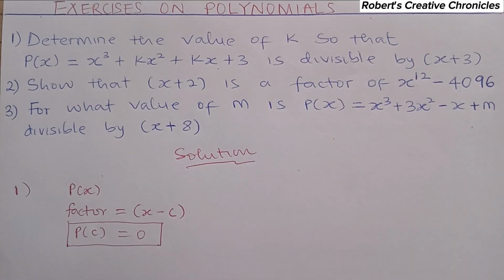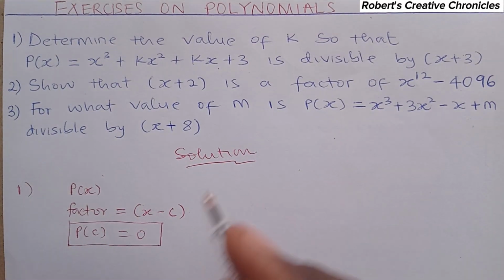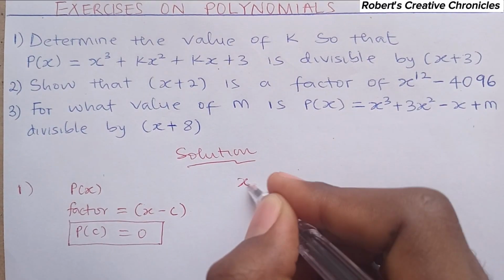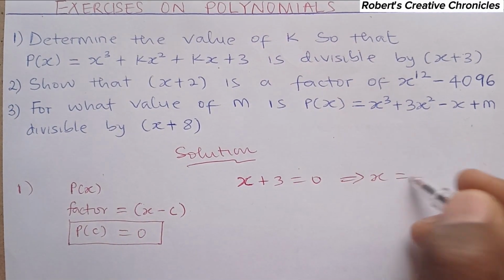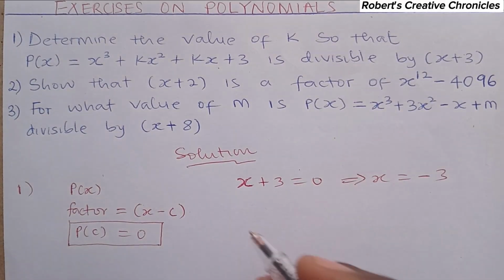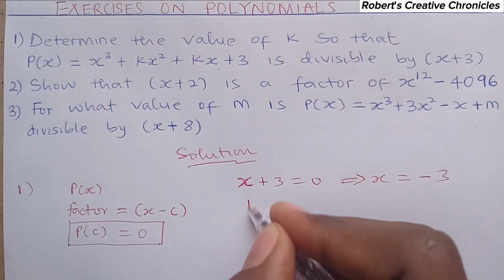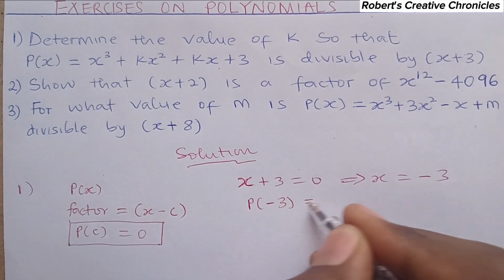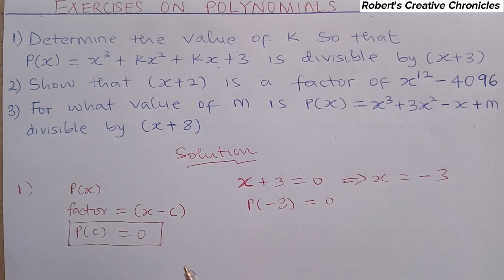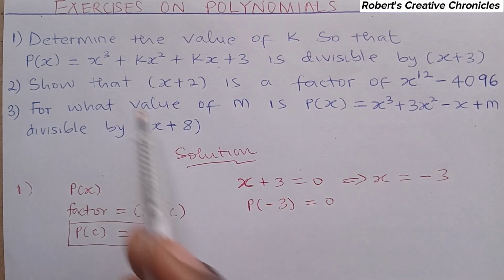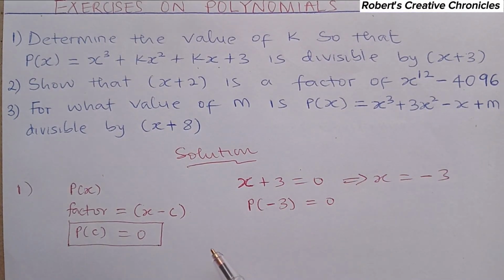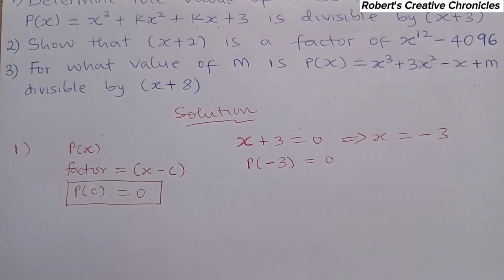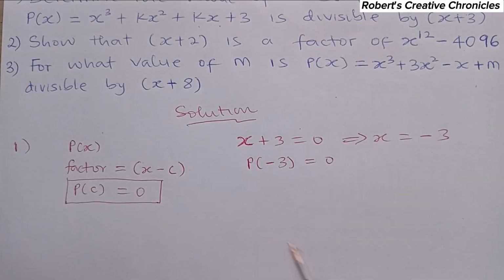So this means that when you equate this to 0, x plus 3 is equal to 0, x is equal to negative 3. That means p(-3) must be equal to 0. That means if we substitute this negative 3 into this equation, we should get 0, since this is divisible by this, which means that this is a factor of this. So therefore, let's substitute this into it.